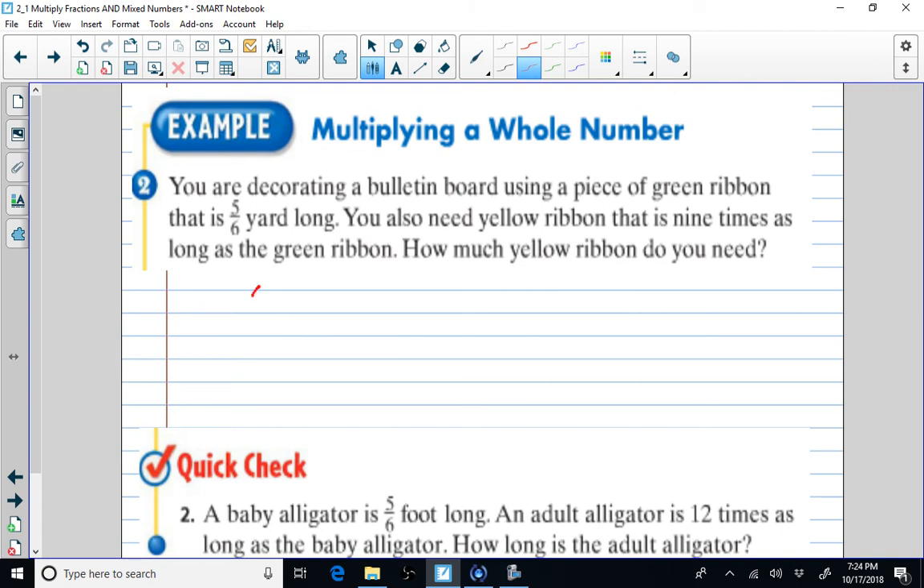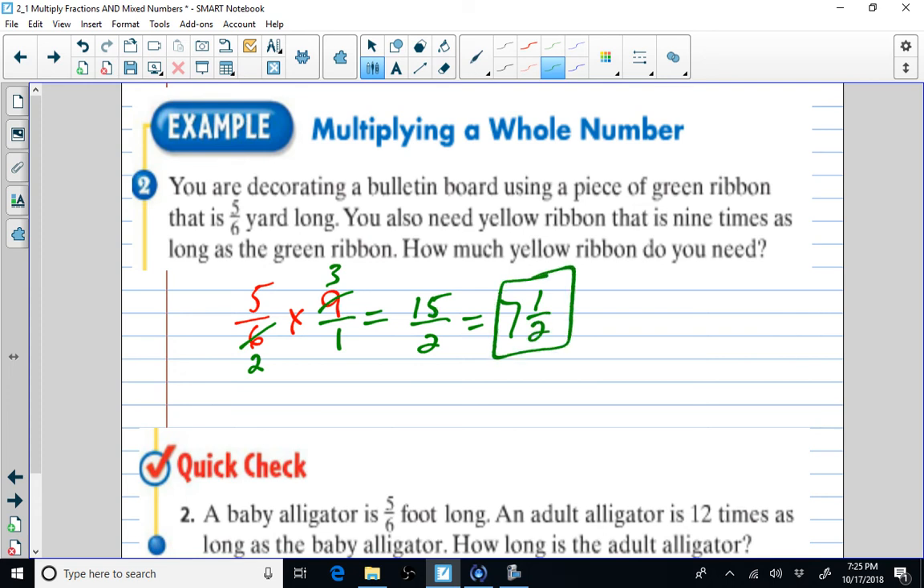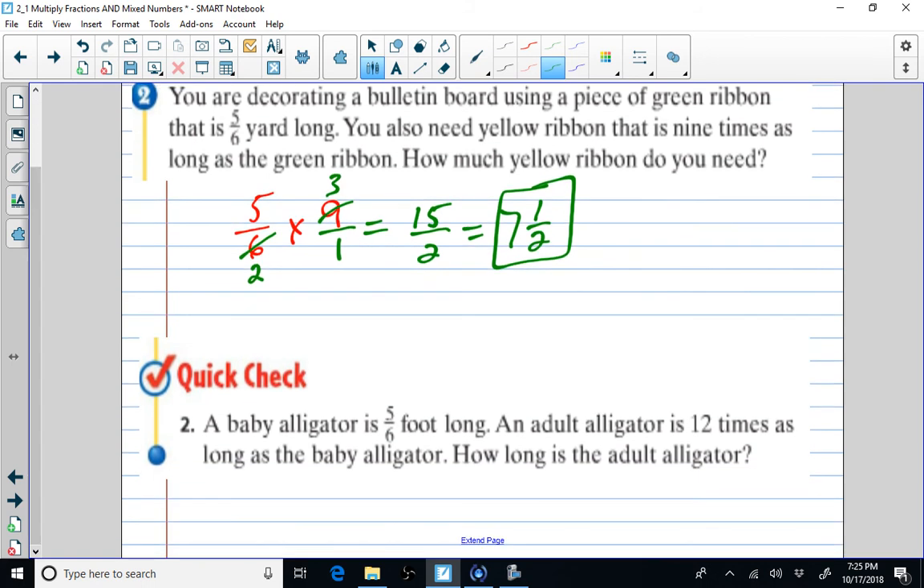All right, so we have 5/6, but we have to multiply that by 9. All right, and I'm going to put that 9 over a 1. I look to see if I can divide out. I can divide out 6 and 9. They have a common factor of 3. So I divide. 6 divided by 3 is 2. 9 divided by 3 is 3. And then we multiply. Numerator times numerator. Denominator times denominator. I rewrite the improper fraction as a mixed number. 2 goes into 15 7 times with 1 left over. All right, we get 7 1/2, which is the same as 15 over 2. Okay?